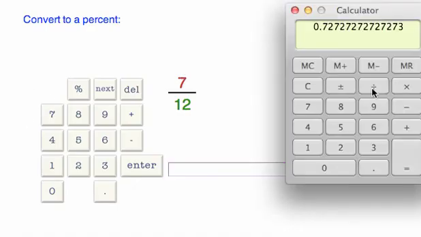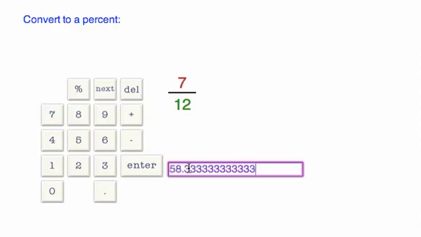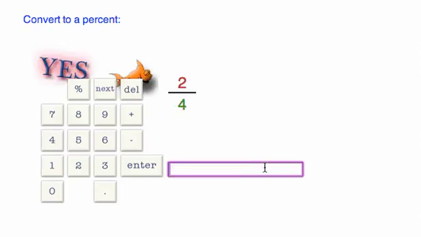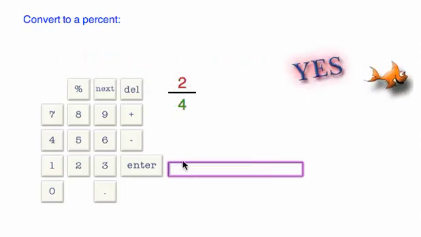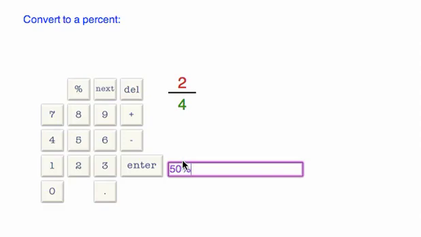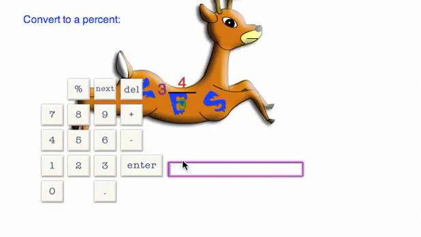Okay, 7/12. Let's try that one. So 7 divided by 12. Okay, and if you want, you can just multiply by 100 on here, but whichever you find easiest. Okay, 58.3 repeating percent. And there's my percent symbol. And there we go. 2/4, that's a half, that's 50%. Okay, so if you're doing something mentally like that, it often goes a lot faster than using the calculator.